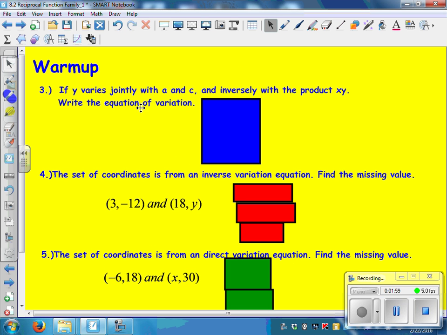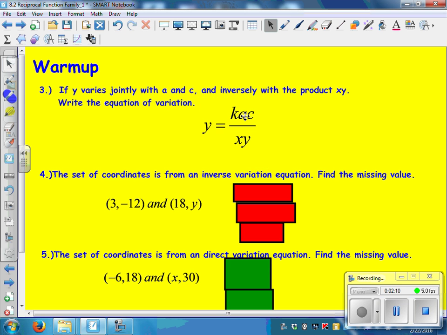Number 3, y varies jointly with a and c. It's understood those are going to be direct variation and on top of the fraction. Inversely, the product of x and y will go on the bottom. So y equals k times ac over xy.